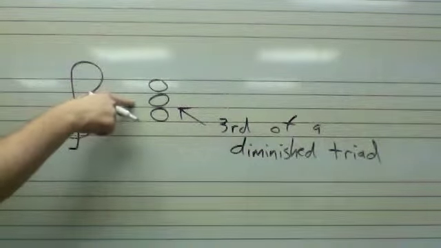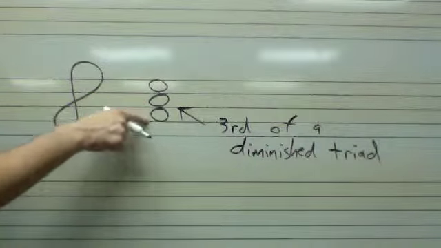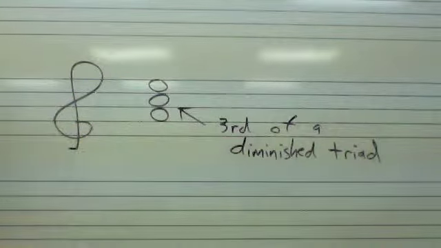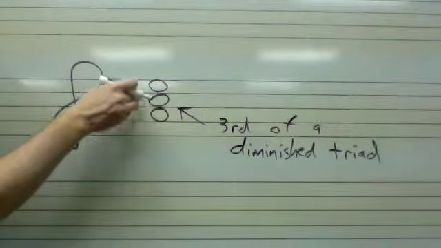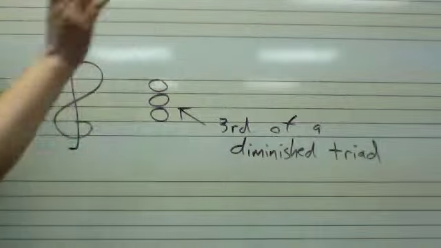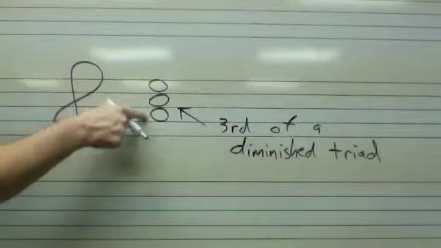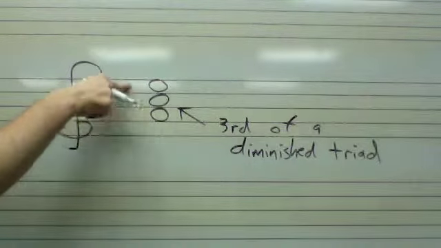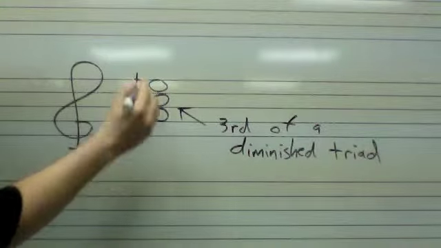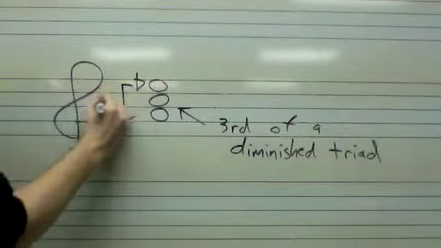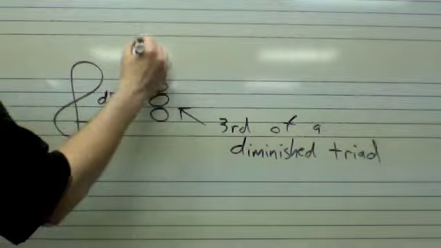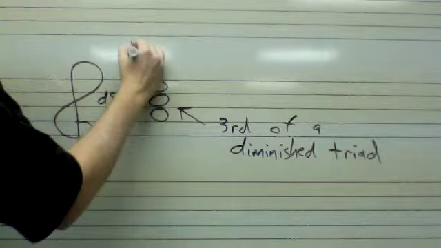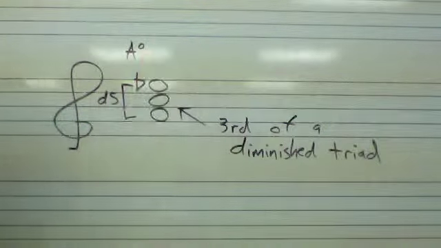Now because this is a diminished triad, we need a minor third between the root and the third, and a diminished fifth between the root and the fifth. This C needs to stay a C because that was the given note. We can't change that. Now it happens to be that A to C is already a minor third, so we don't have to do anything. But A to E is a perfect fifth. We need a diminished fifth, so we need to make this closer. That makes this a diminished fifth. So the C would be the third of a diminished triad.